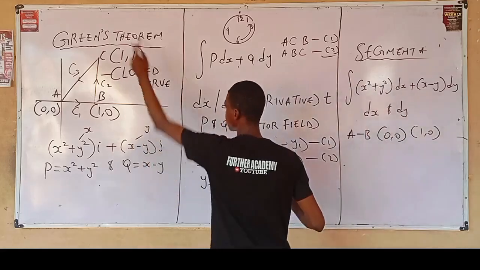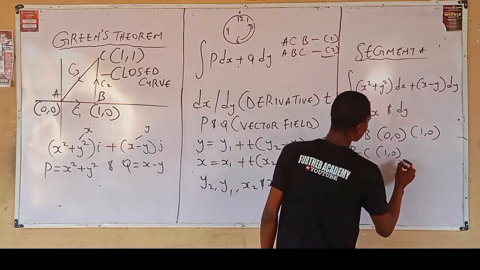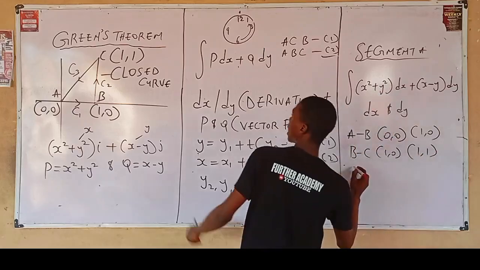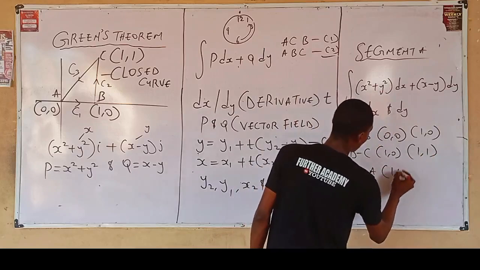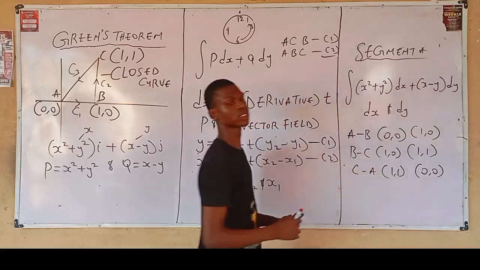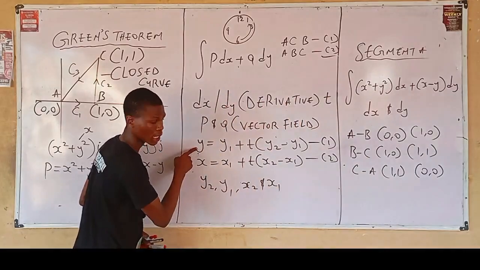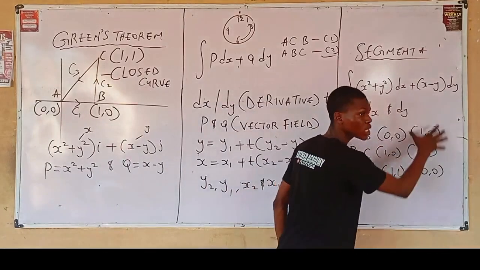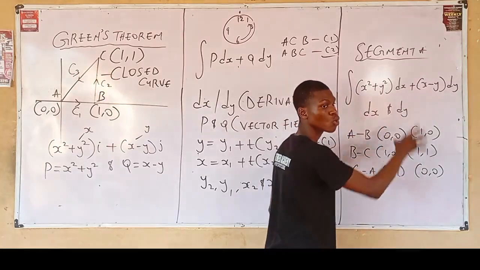Moving on, B to C, what am I seeing? (1, 0) and (1, 1). Then lastly, that's C to A, what do I have? (1, 1) and (0, 0). This becomes your movement. Meaning that to get the function of y and the function of x, these are your x1, y1, x2, y2.